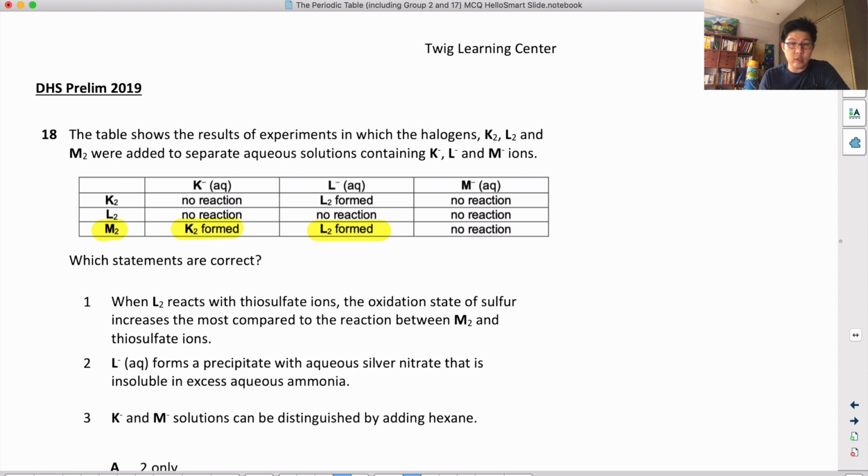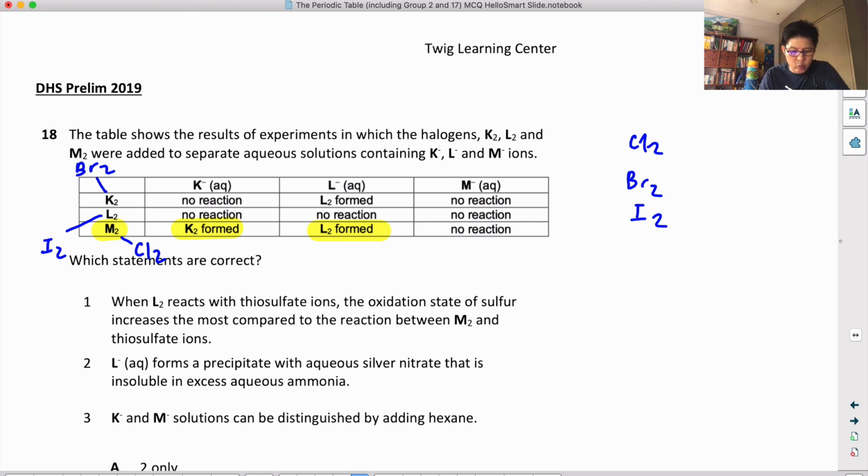The more reactive halogen will always displace the less reactive halogen. So which means M2 here would be, out of these three, chlorine, bromine, and iodine, the most reactive one, or the strongest oxidizing agent, which is chlorine. So M2 should be chlorine. Out of the three, the one that has no reaction for all will be L2. So this one should be iodine, and K2 should be bromine, right?